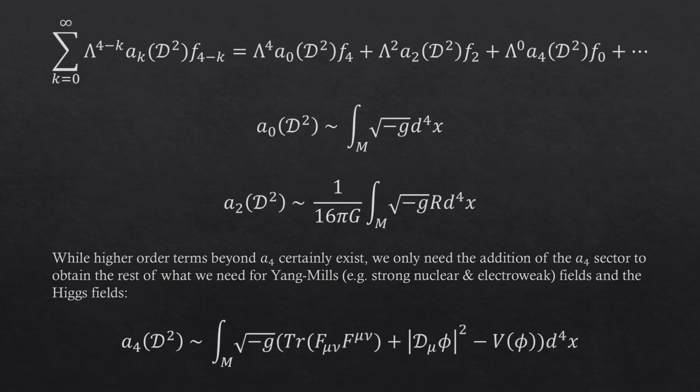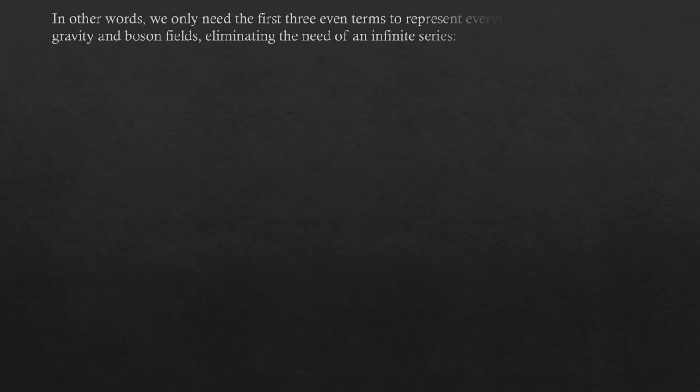So the trace of the Yang-Mills field tensor components are going to give you those Yang-Mills fields, as well as the addition. In this case, we have the kinetic and potential terms of the Higgs field, all being multiplied by the square root of negative g and integrated over the space-time manifold. In other words, we really only need the first three even terms to represent everything we need for gravity and boson fields, eliminating the need of an infinite series altogether.